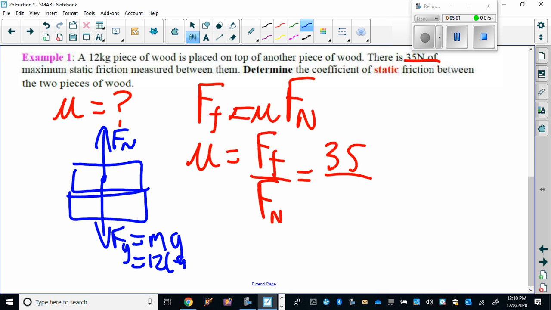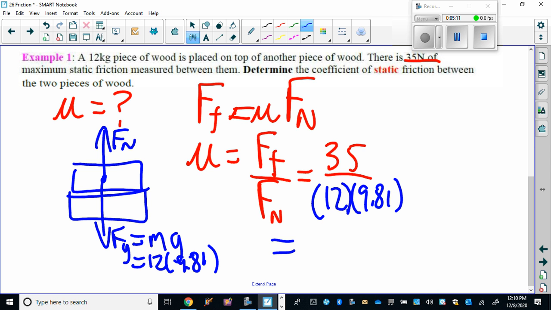12 times 9.81. Put that into your calculator, and you are going to get 0.30. And for the coefficient of static friction, there are no units. Obviously, if you have force divided by force, newtons divided by newtons, they cancel each other out, or they become one, essentially. So there are no units for the value of mu.